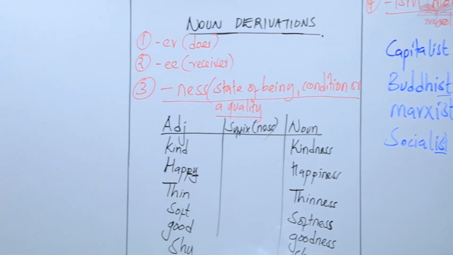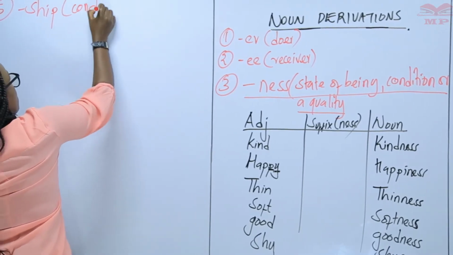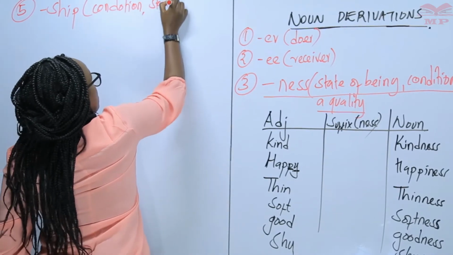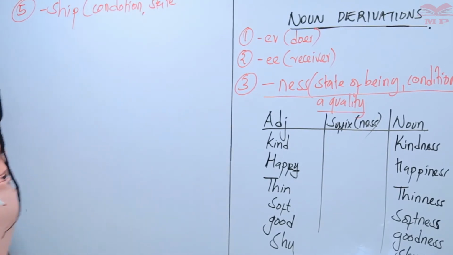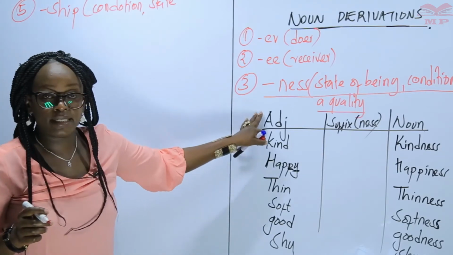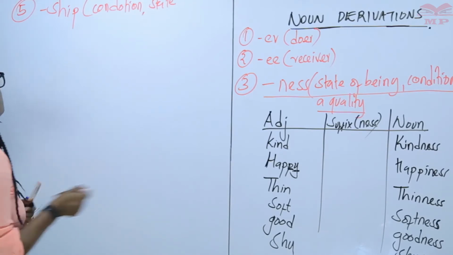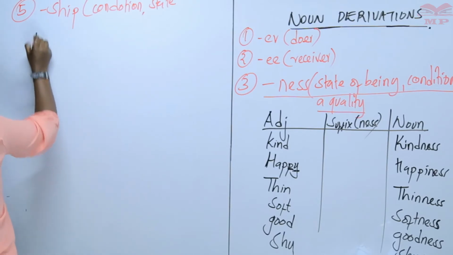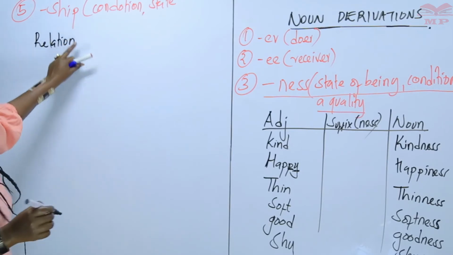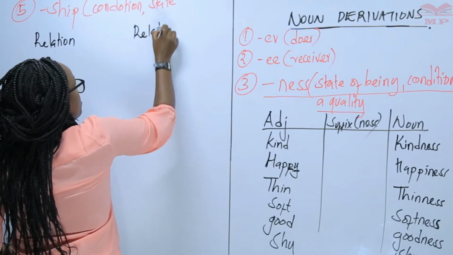which is the suffix ship. This one is also used to denote condition or state. So for ship, it's very much related to ness. I'm going to start by giving examples. So the first word that I'm going to give here is relation. When we add the suffix ship to this one, we get relationship.